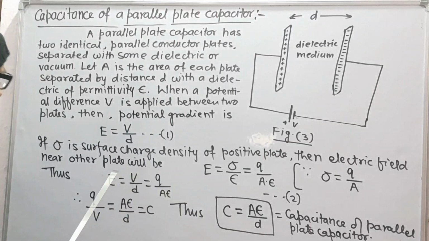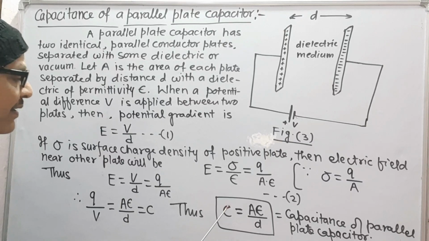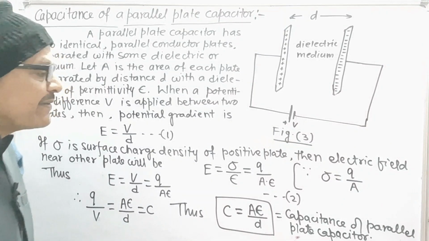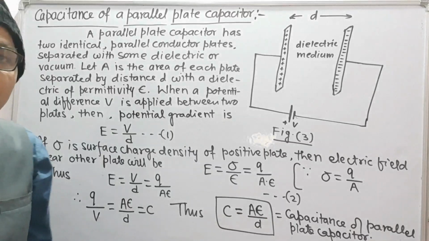Equation 2. Equating 1 and 2, we get E is equal to V by D is equal to Q upon A epsilon, which gives Q upon V is equal to A epsilon upon D, and Q upon V is equal to capacitance. So, C is equal to A epsilon upon D will be the capacitance of a parallel plate capacitor.